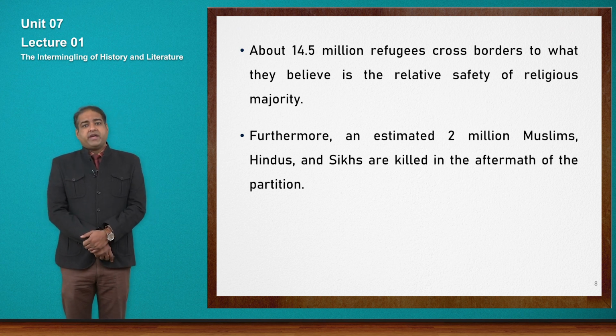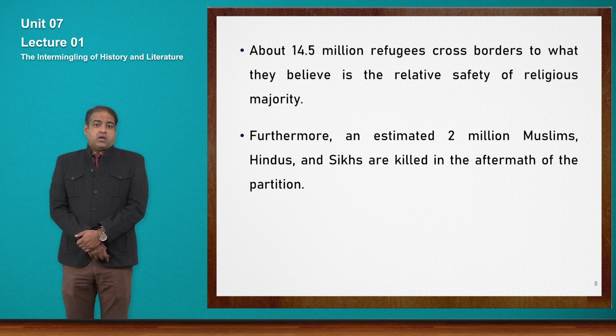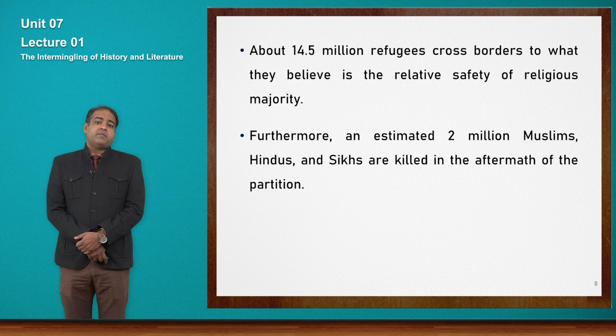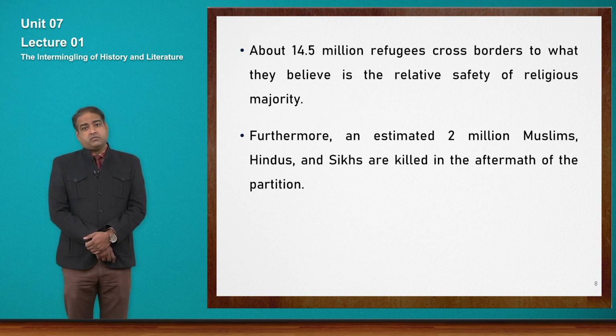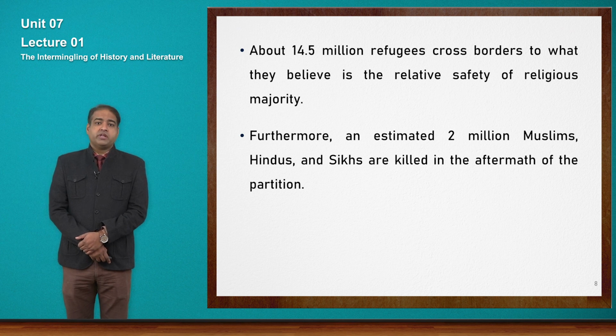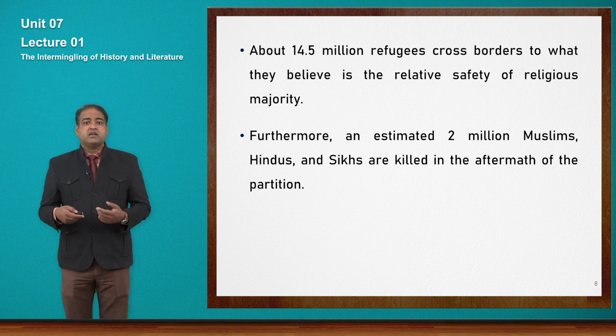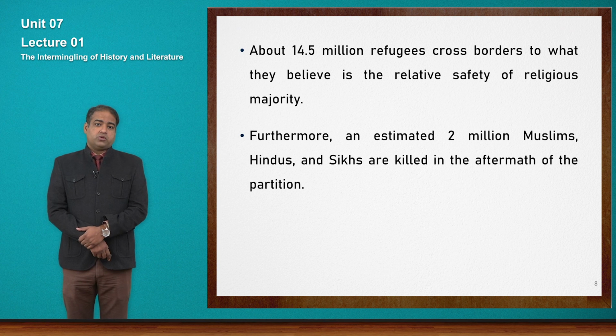Furthermore, an estimated 2 million Muslims, Hindus and Sikhs were killed in the aftermath of the partition. Friends, something which had never happened in the history of the world. 2 million people belonging to Muslims, Hindus and Sikhs and other minority groups also were killed in this migration process. Something which the world can never forget.